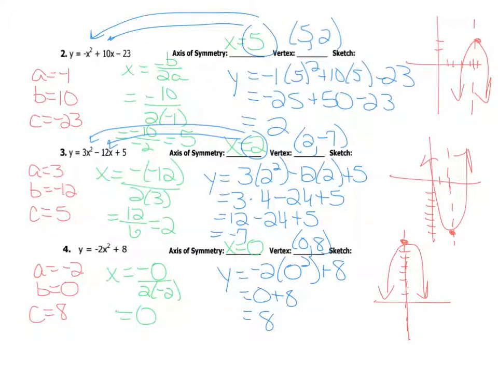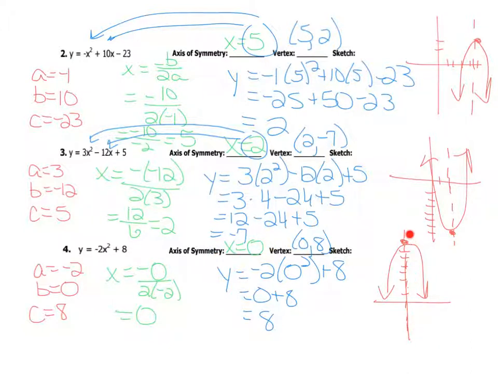All right, here's what I got. 3 opens up because a is positive. I got x equals 2 for the axis of symmetry, (2, -7) for the vertex. Number 4 is a little tricky because b is 0, right? There's no x term here, but that makes the calculations a little easier. So I got x equals 0.